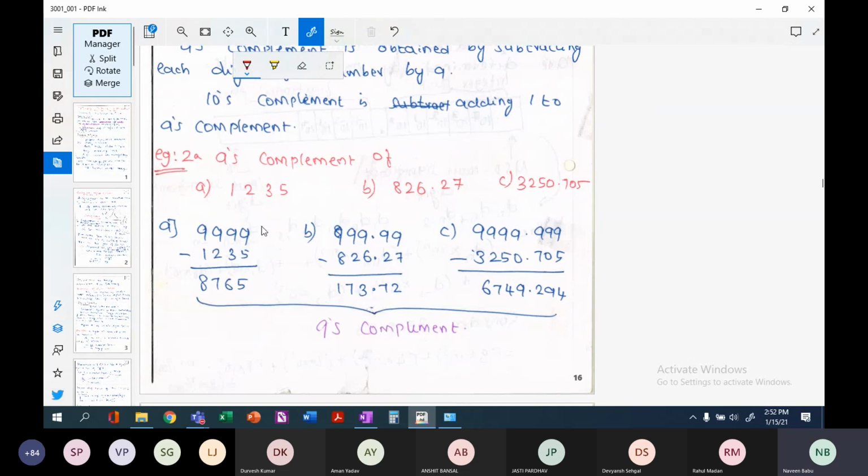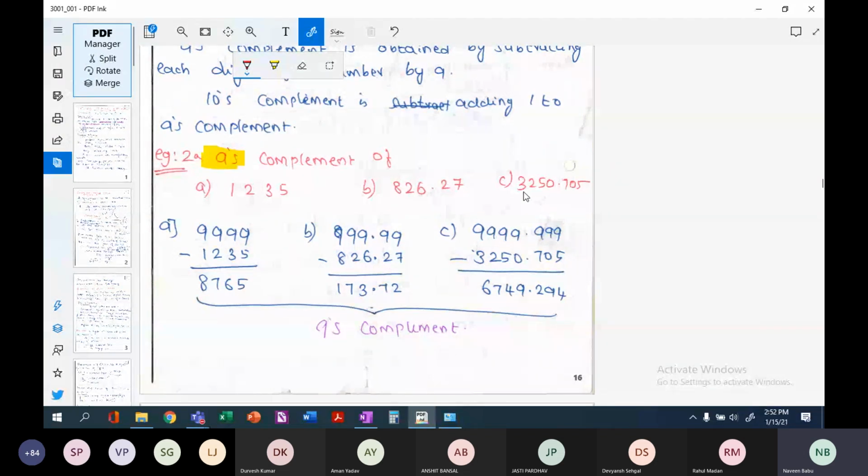So the complement of 1235 is 8765. Complement of 826.27, what do we need to do? All we need to do is simply subtract them from 999.99. Please note, we are doing the 9's complement. I will tell you what a 10's complement is. It is easy for you to subtract from 9, right? Only if you have a 10, then the carry forward and all those issues will come. So it is easy for you to subtract.